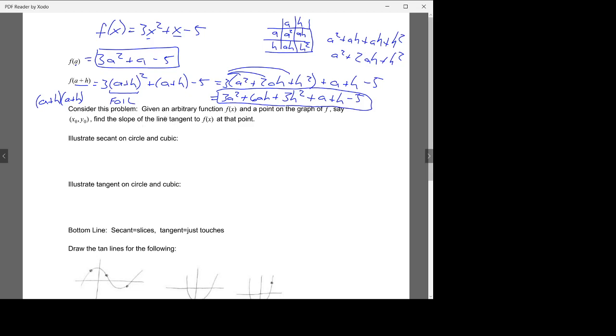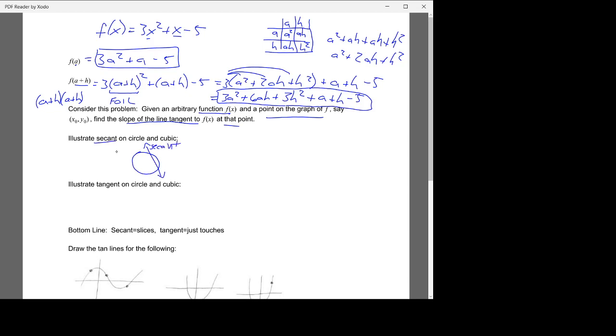So consider this problem. Given an arbitrary function f of x and a point on the graph, find the slope of the line tangent to f at that point. So let's just look at a couple things. Like if you have a circle, we can look at a secant of the circle. That's where you slice it. It's kind of like slicing a piece off a cheese wheel. That's a secant line.